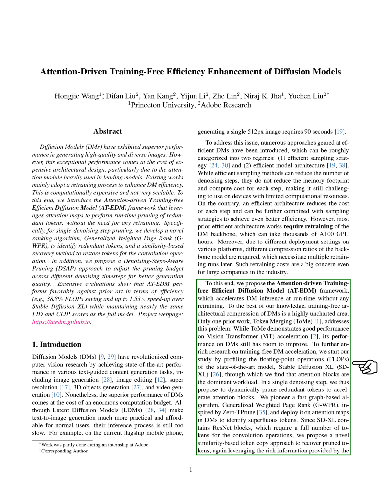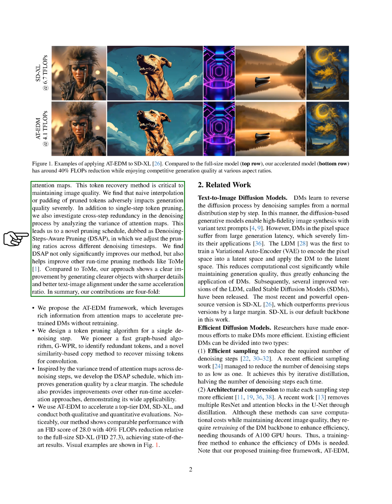To address these challenges, we introduce the Attention-Driven Training Free Efficient Diffusion Model, AT-EDM, framework, which speeds up DM inference without retraining. We focus on accelerating pre-trained DMs by leveraging attention maps. Our approach involves token pruning for denoising steps, using a graph-based algorithm called Generalized Weighted Page Rank, GWPR, to identify unnecessary tokens in attention maps. We also introduce a novel token recovery method to maintain image quality.